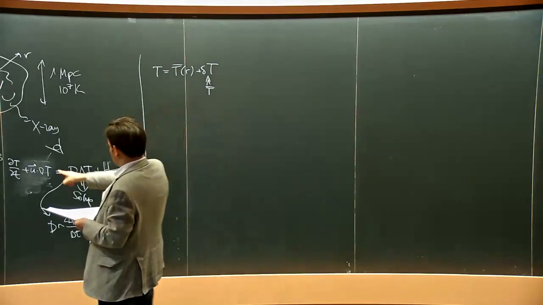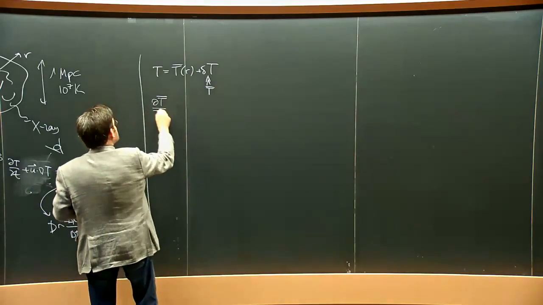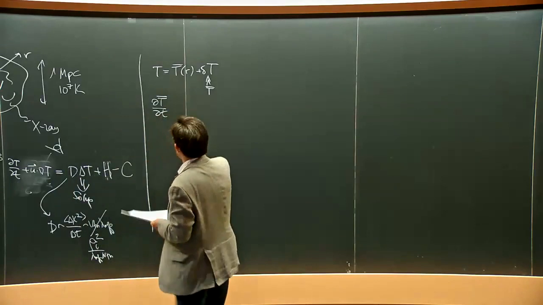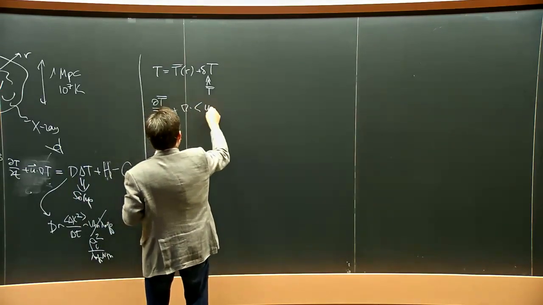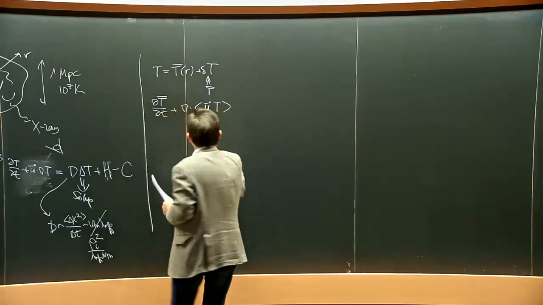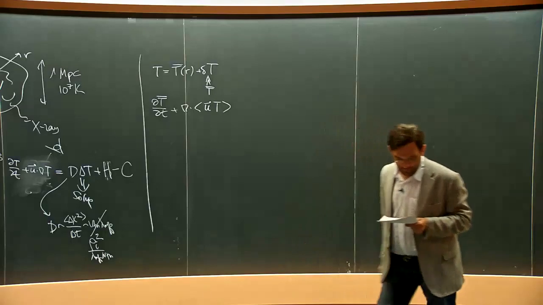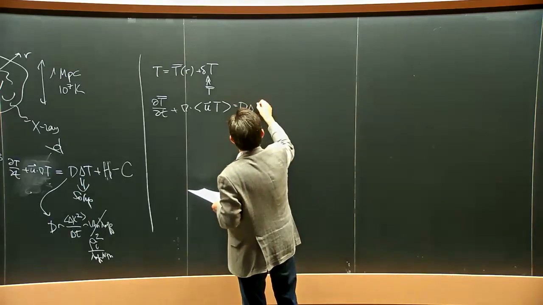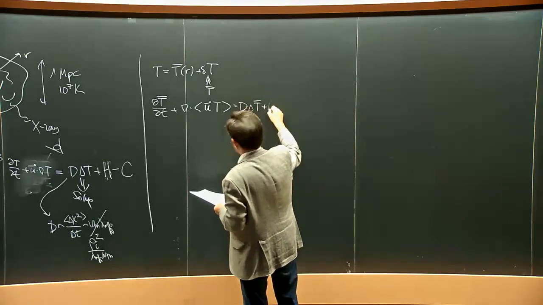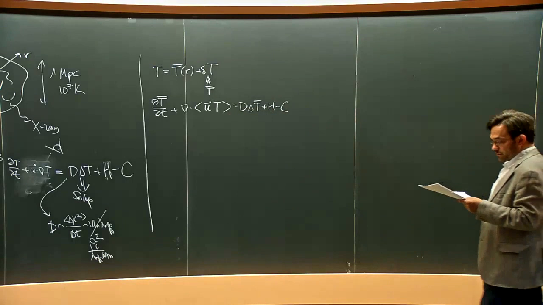Well, I can take this equation and average it, right? And what I will get is d T bar over dt plus divergence of the average of uT. I've taken u under the gradient because I'm assuming that my motions are divergence free, and on this side I have d delta T plus heating minus cooling. All right, so that's this story.